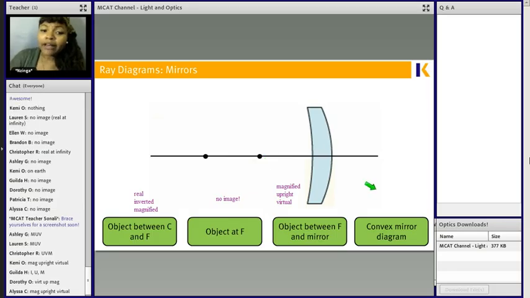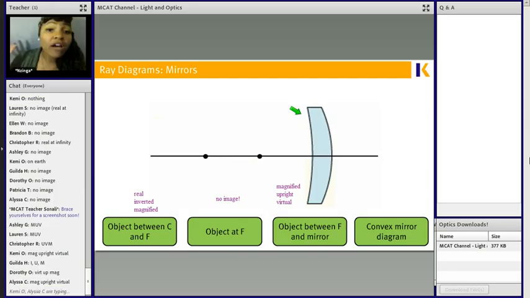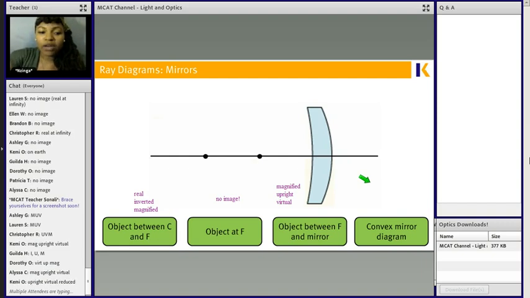Okay? Now, in this particular diagram, we have a concave mirror. But when it comes to a convex mirror, no matter where it is relative to that focal point, what type of image are we always going to get? Give them to me, all three.